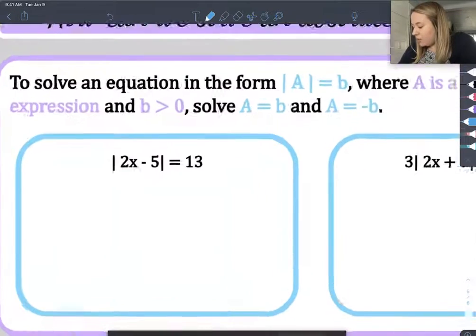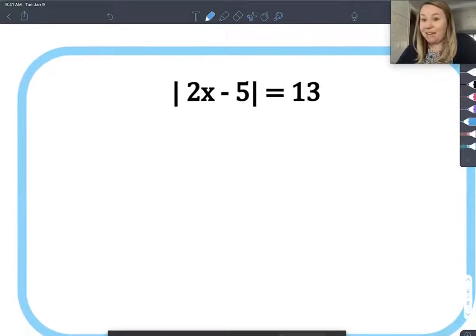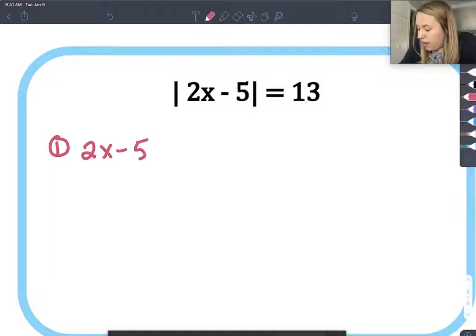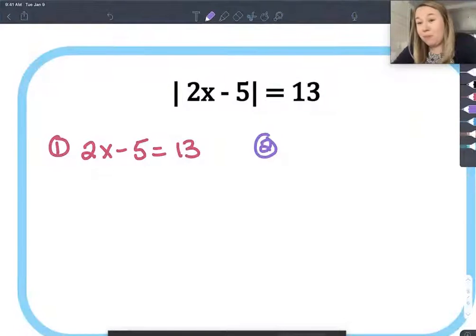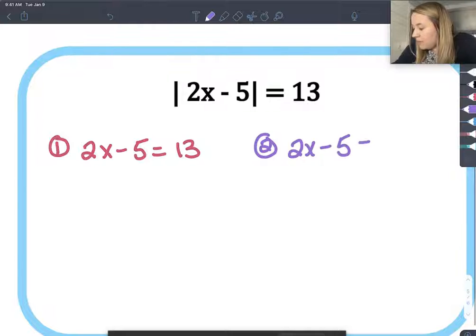Looking at that first one here, notice my expression is already isolated. So I don't have to change anything. I'm just going to solve for the two equations. So again, my first equation here is going to be 2x minus 5 is equal to 13. That's where b is positive. But then my second equation is going to be where b is negative. So I'm going to have 2x minus 5 is equal to a negative 13. Draw my lines to solve.